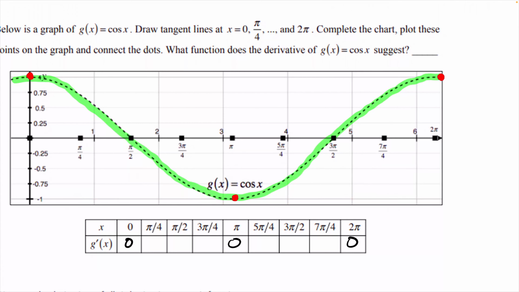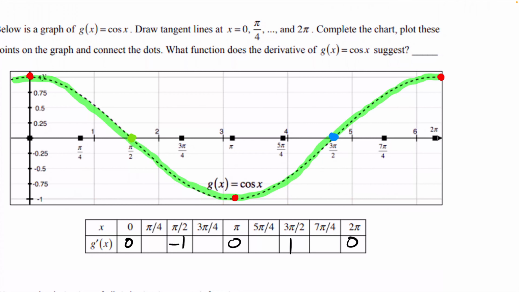When would this guy have a derivative of positive 1? What x value would it have a derivative of positive 1? 3 pi over 2. That would have a derivative of positive 1, right? And that's the only spot it would have a derivative of positive 1. How about negative 1? Where would it have a derivative of negative 1? Pi over 2, good.